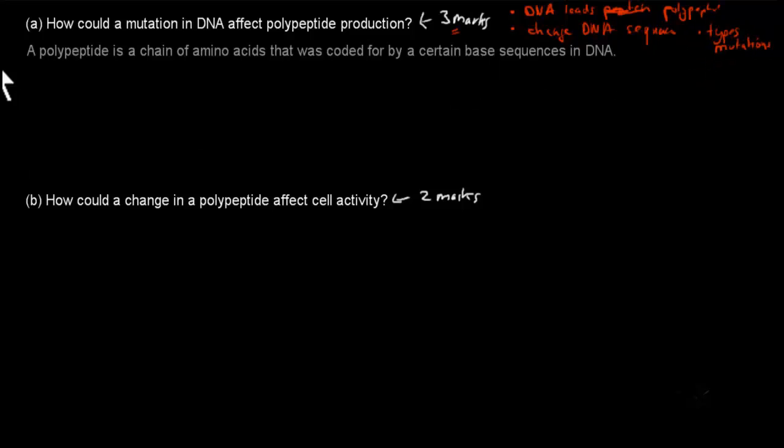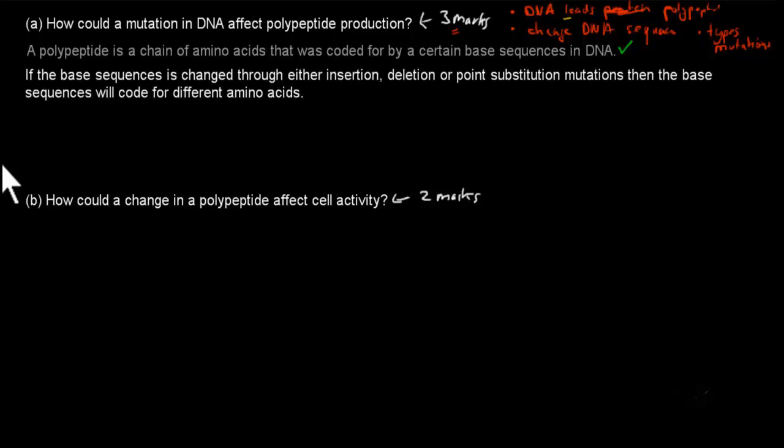Right, so what I wrote first is a polypeptide is a chain of amino acids that was coded for by a certain base sequence in DNA. Right, that was the first part. DNA leads to polypeptides. That's what I did here. And that'll get you marked because you need to talk about that.